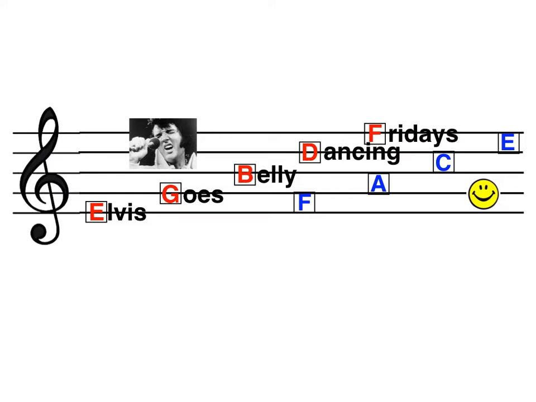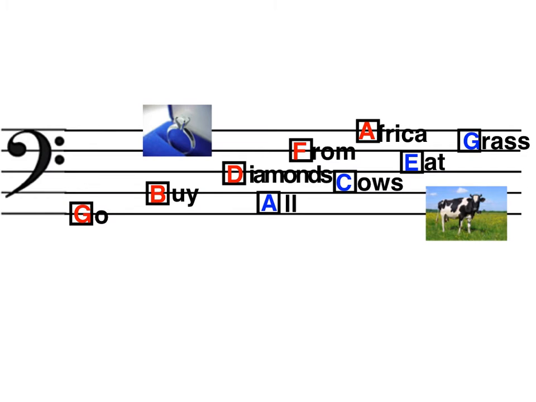For the treble clef lines, we use the mnemonic Elvis Goes Belly Dancing Fridays. The mnemonic we use for the spaces is simply to put the four letters together, FACE. For the bass clef, the phrase we use is Go Buy Diamonds from Africa, representing the 5 lines G, B, D, F, and A. For the spaces we use All Cows Eat Grass, for the letter names A, C, E, and G.